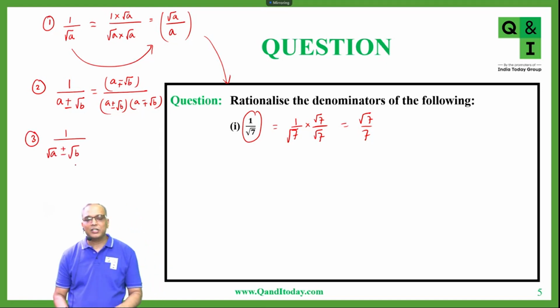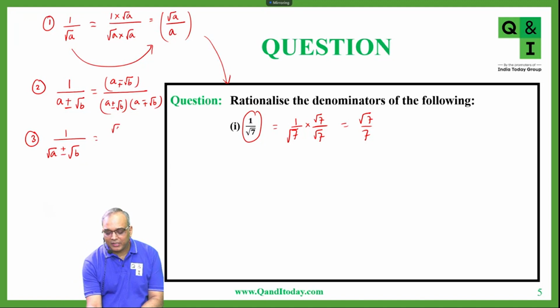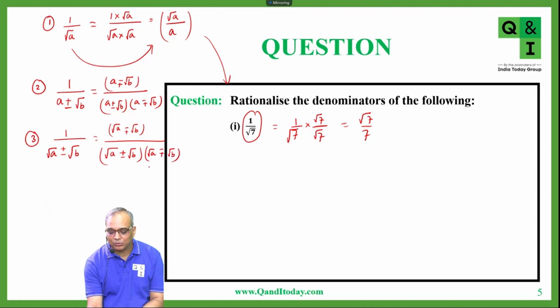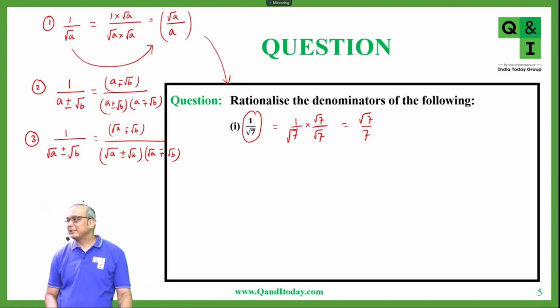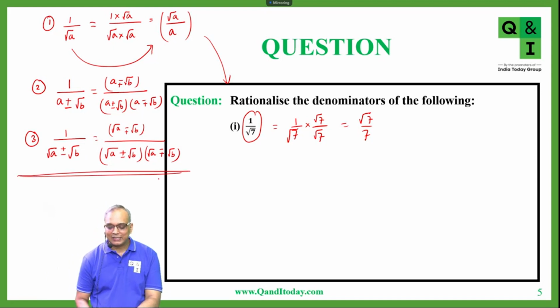Third form, if we have something like this, 1 by root a plus minus root b. Here, in the denominator, both are square root terms. Here, the conjugate will be root a minus plus root b. And we will multiply both numerator and denominator by this conjugate, that is root a minus plus root b. Is this clear? All three methods or rules, is it clear to everyone?